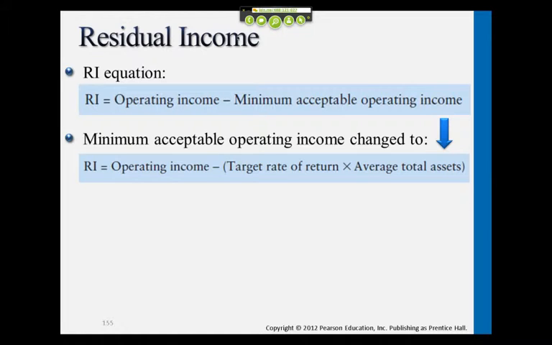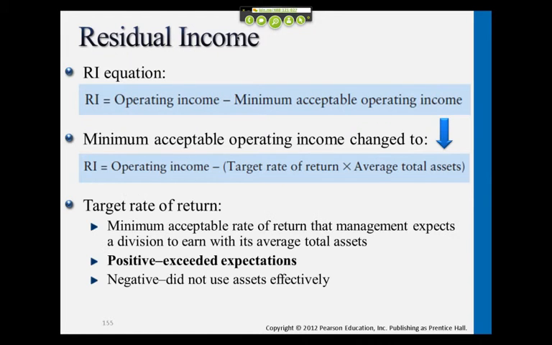So that's what our top managers are going to expect for this division to earn with the average total assets, given the second part. So this is your minimum acceptable operating income. All you're doing is just writing it out. So what is this target rate of return? We understand what the average total assets are.